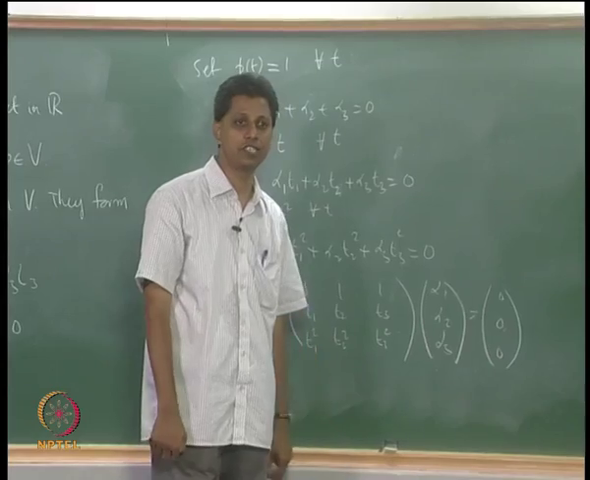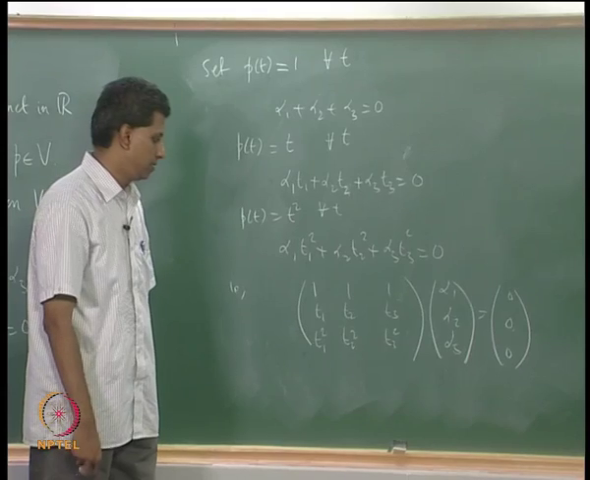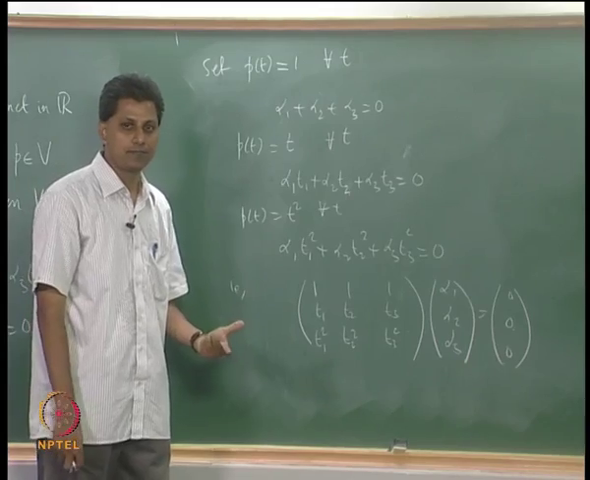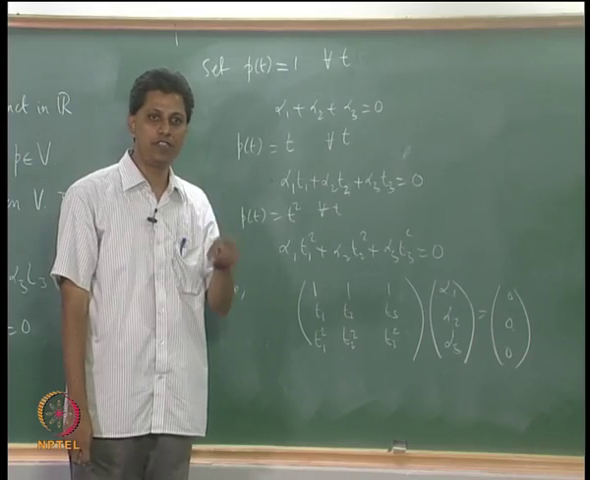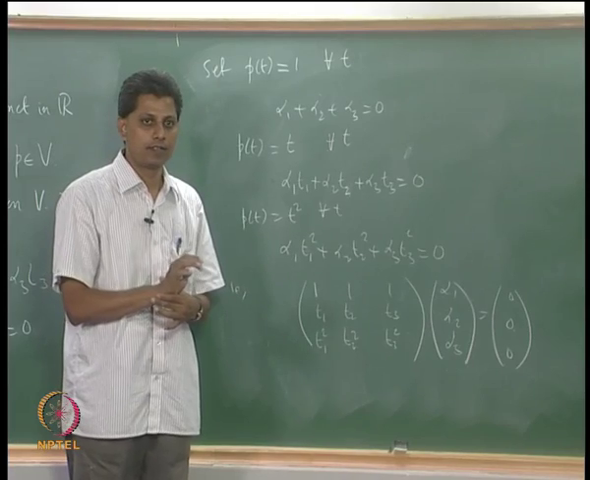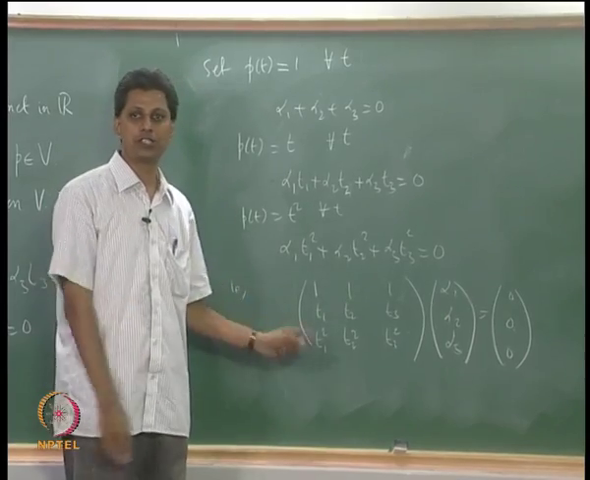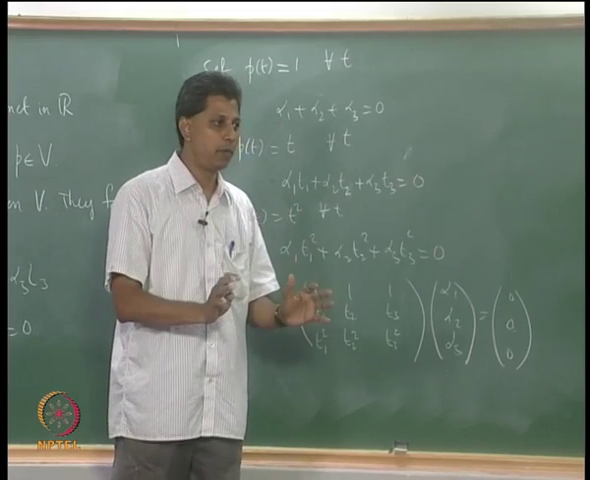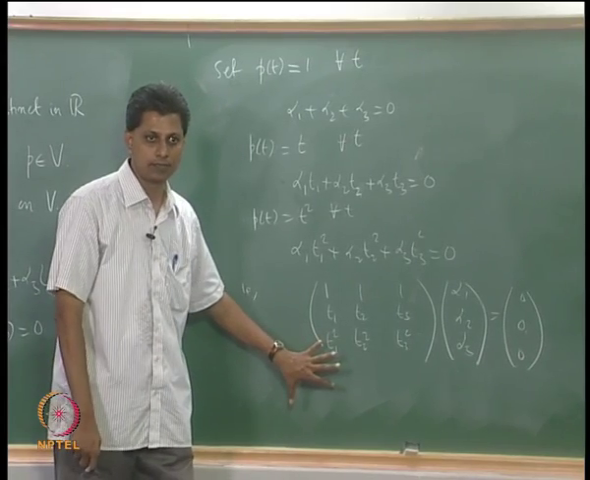They form a basis for V star because the dimension of V star is 3. These form a basis. Now I will answer this question: what is the basis of V? What are the 3 polynomials which form a basis of V, for which this is the dual basis?